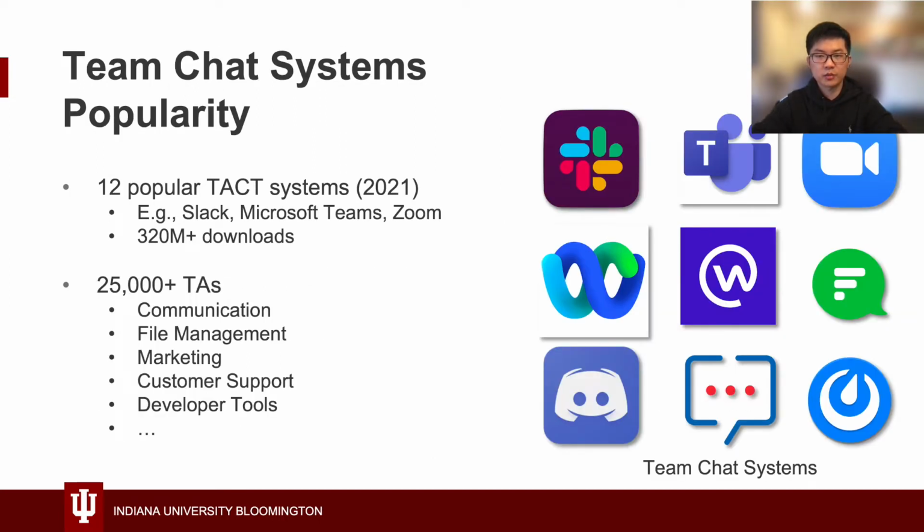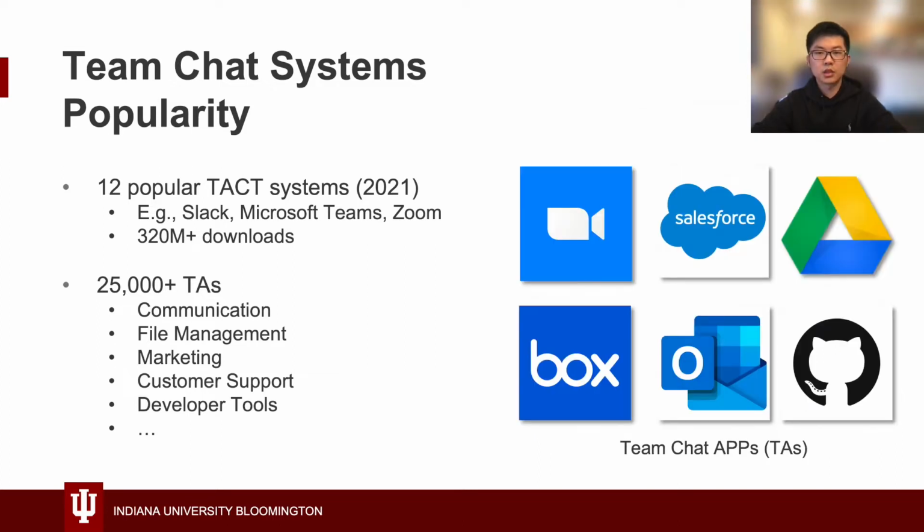During our research, we identified 12 popular team chat systems such as Slack, Microsoft Teams, Zoom, and so on, which have a combined 320 million downloads from the Google Play Store. Those team chat systems usually run their own team chat app markets, which have more than 215,000 team chat apps in total, including communication, file management, developer tools, and so on. Some popular team chat apps are shown in the right picture.